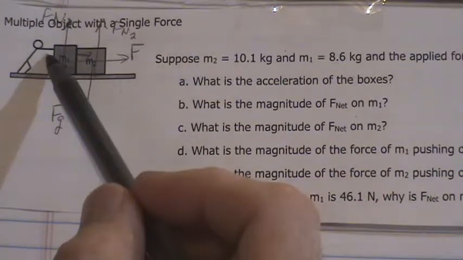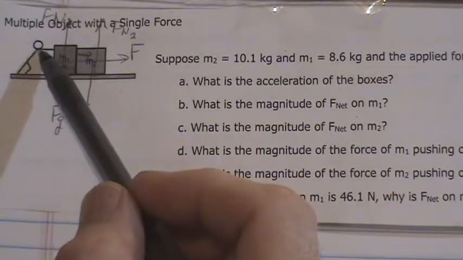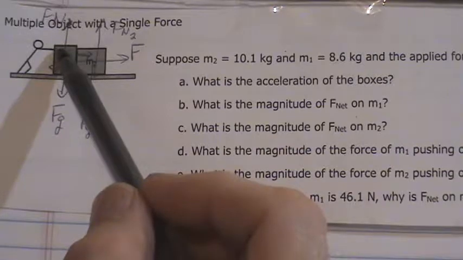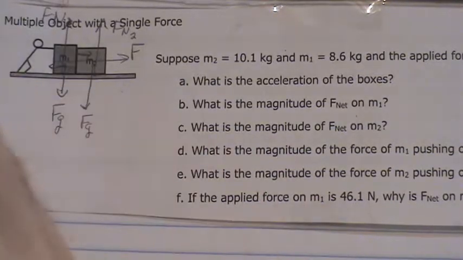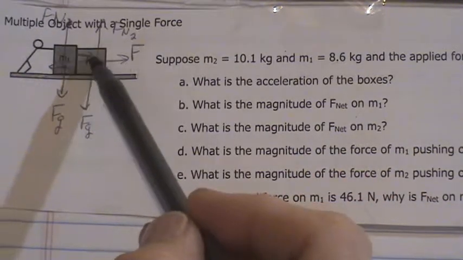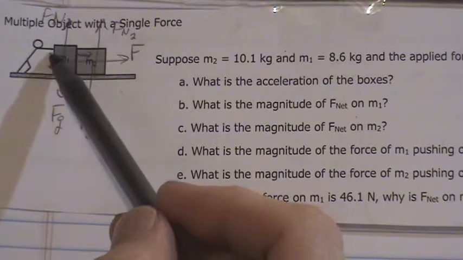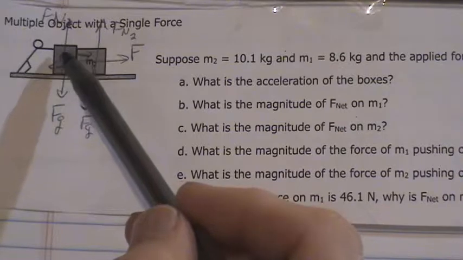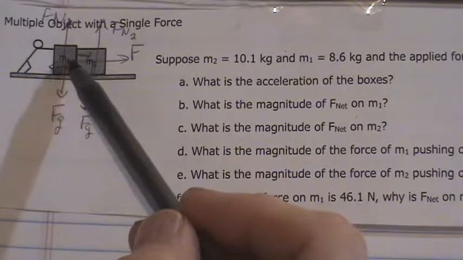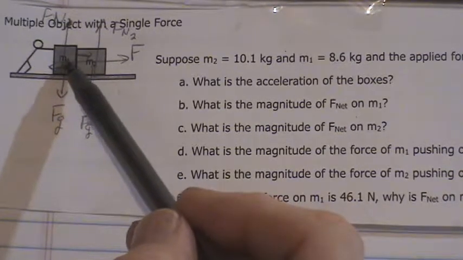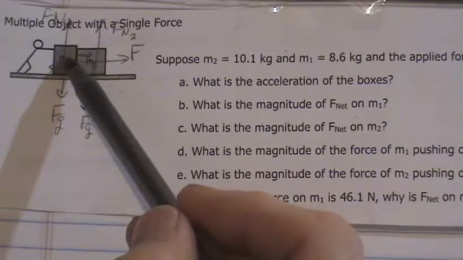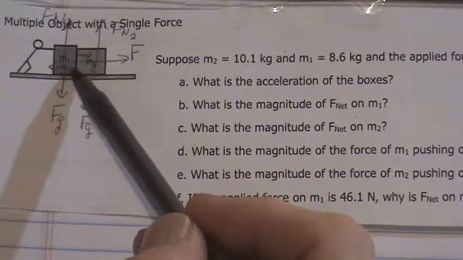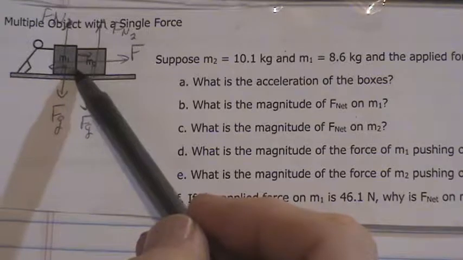And some students try to make the leap that if this is a single number, whatever it happens to be, and in this case it's 46 newtons, then this one has to be 46 newtons too. And that is not true, because we have this person pushing on M1, and then M1 is pushing on M2. There's different objects pushing on each other, and if there's different objects, they may be completely different forces. And in fact, in a little while, I think we'll figure out that those are.